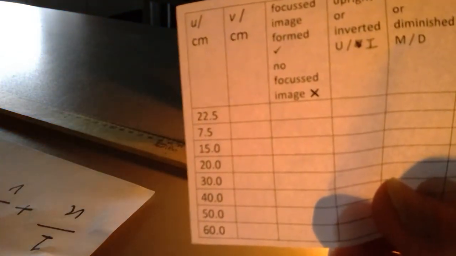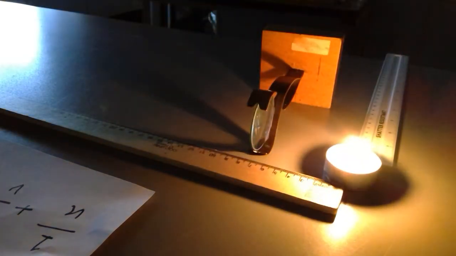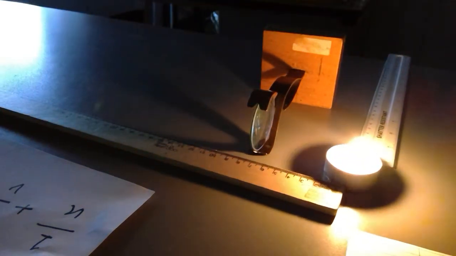The first distance is 22.5. So we're going to move this to 22.5 on there, and that's about here. So that's u, 22.5, and then we're going to move the screen. It's blurred now. There, I think it was just there when it's nice and in focus. You can see the candle flickers, and the image on the screen is flickering as well, but it's clearly inverted.